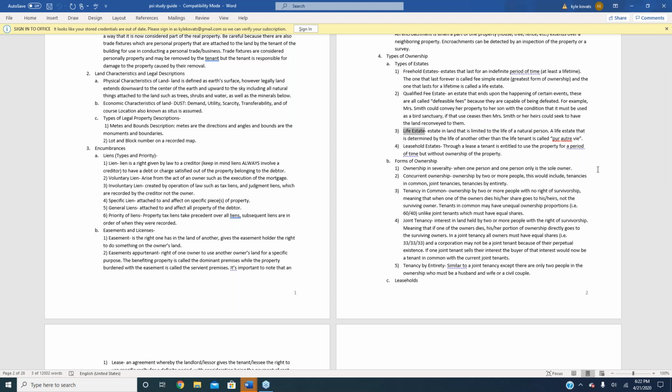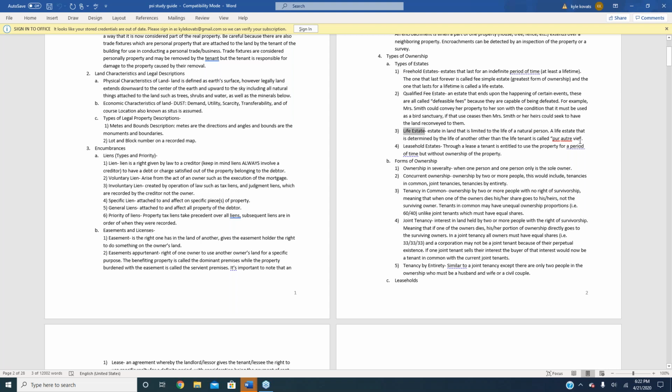So if I give you property and say you can do whatever you want with this property while you're alive, but once you die, it comes back to me, I've given you a life estate. So again, when you grant a life estate, you're granting somebody an interest in property measured off the life or the lives of one or more natural persons. So again, a life estate is an estate in land that is limited to the life of a natural person.